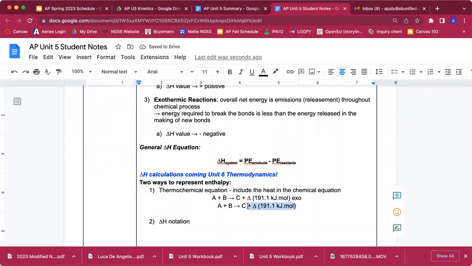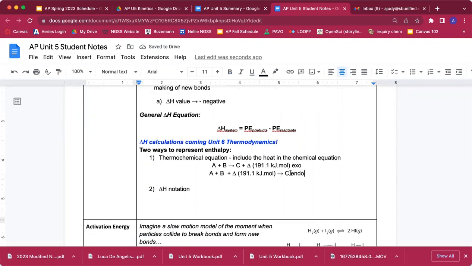And on the other hand, if this was endothermic, I would, in the thermochemical equation method, add heat into the reactant side because it's an input. Another way we can do this is called ΔH notation, which I actually find to be more common in the AP, but it is what it is, as long as you can read both. This is where we write the equation and then we separately on the sidelines tell you that the enthalpy is equal to negative 191.1 kilojoules per mole, representing an exothermic reaction.